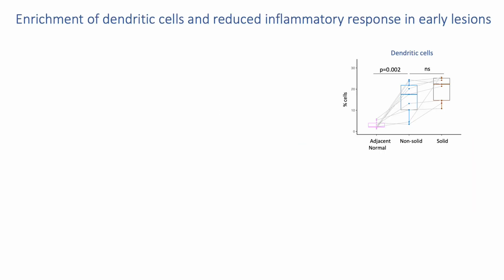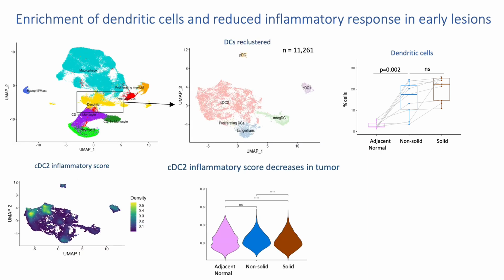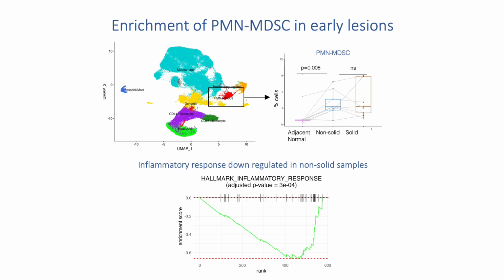Dendritic cells were enriched in the non-solid samples compared to the normal tissue. We reclustered them and observed a decrease in the inflammatory score of cDC2 cells in the solid component. In addition, Langerhans cells that only weakly stimulate T cells were increased in the early lesions. In previous studies, Langerhans cells were shown to be interspersed among tumor cells, in agreement with our findings. PMN myeloid-derived suppressor cells were enriched in the non-solid samples compared to the matched normal tissue. The inflammatory response pathway was downregulated in those cells in non-solid versus normal, suggesting an additional immunosuppressive activity of those cells.